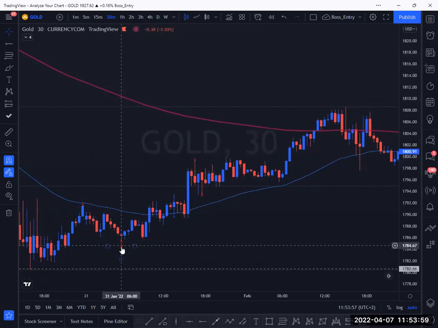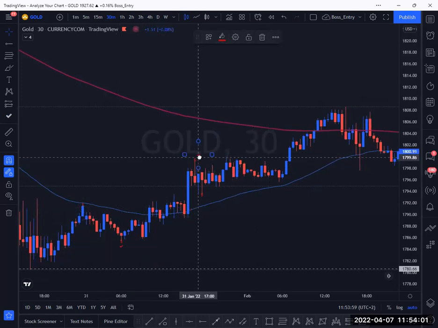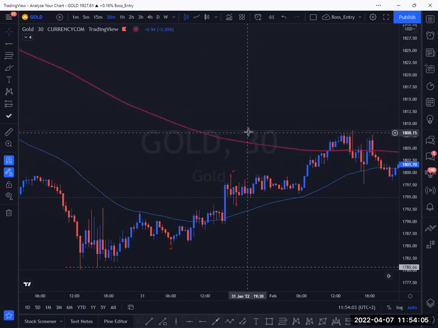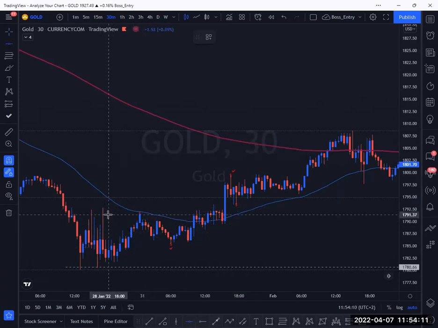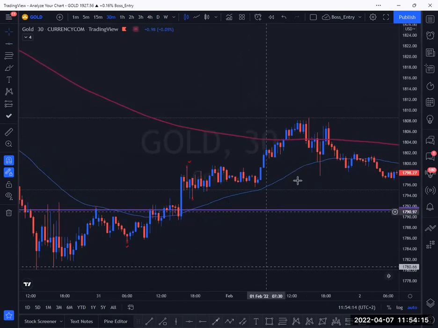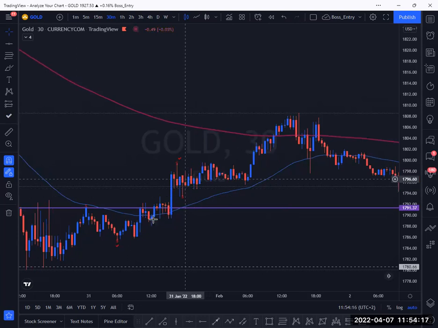Remember that our first confirmation was this one. Second confirmation is this one. Then now we know the market is changing, or is likely to change, to an upper trend. So now we mark the first area that was broken. That was our first area that was broken.